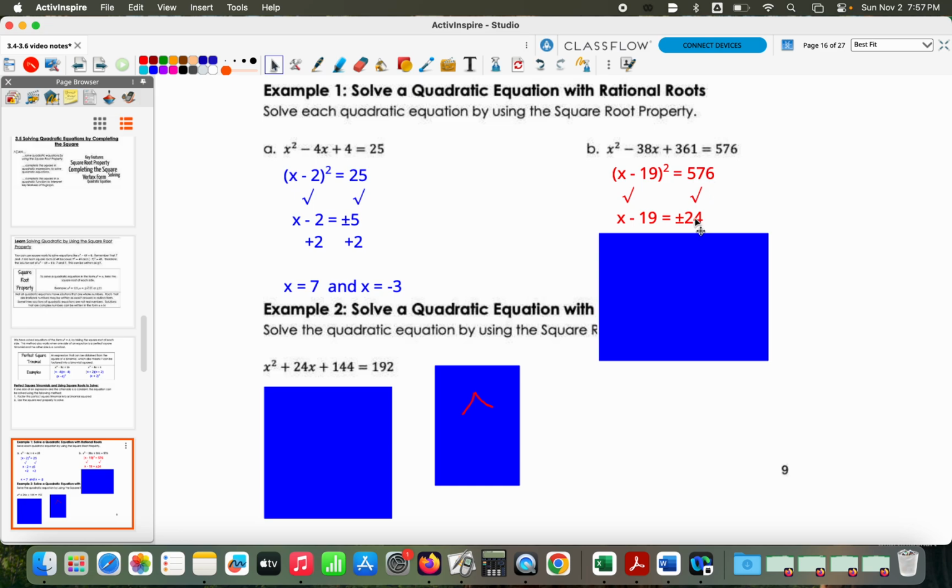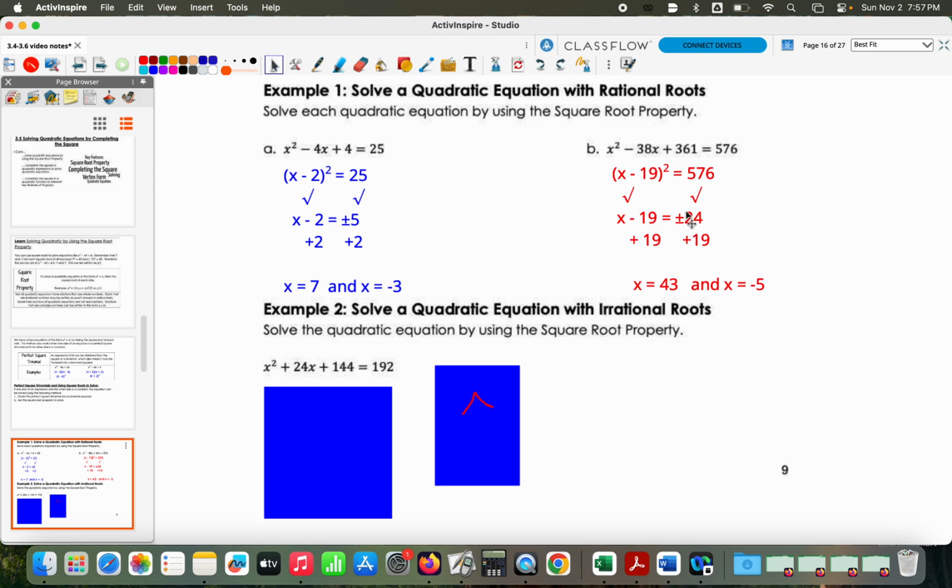Square root 576 to get plus or minus 24. Don't forget about that. And then you just have to add your 19 over. If I add that, 24 plus 19 gives you 43, and -24 plus 19 would give you -5. Don't forget, since these answers are pretty nice, you can plug them back in for x and make sure they actually work. When I plug in 7 in both places, I should get 25. When I plug in -5 in both places, I should be getting 576. So you can always test your answers.